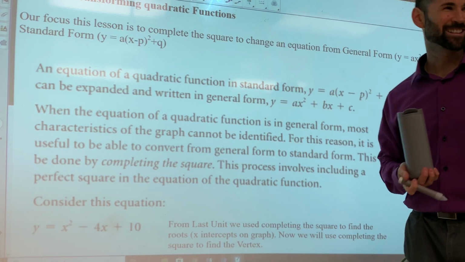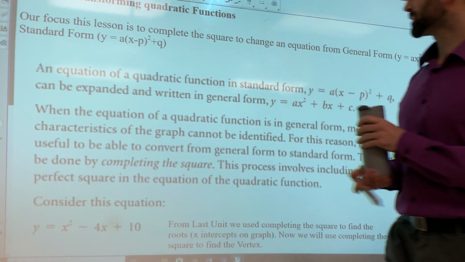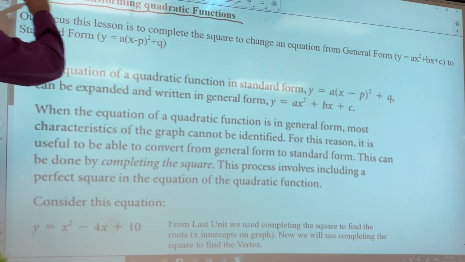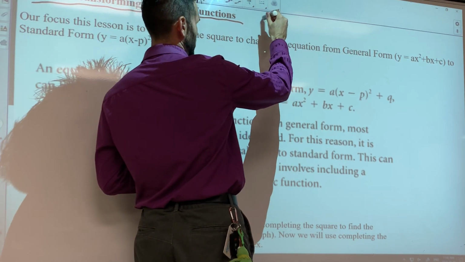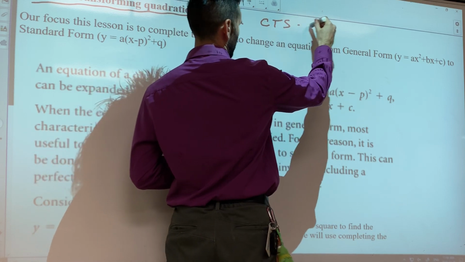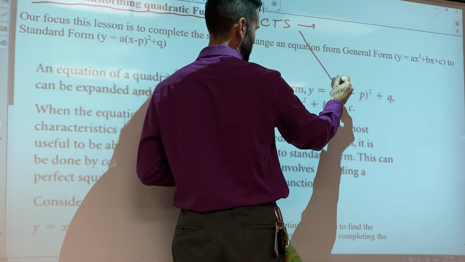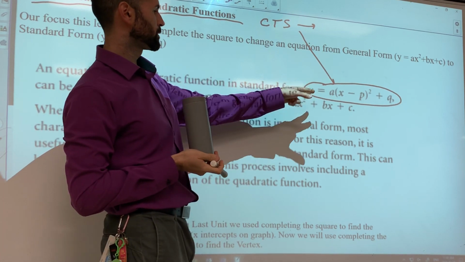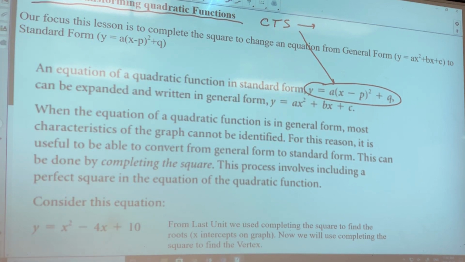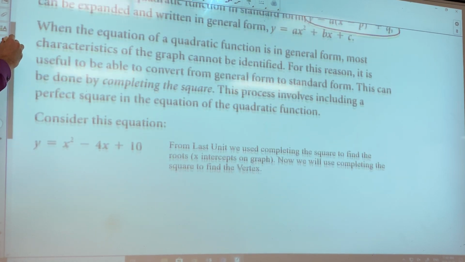Okay, so we're doing lesson 4. We're going to do some more transformations. Specifically, we're going to be completing the square to get into standard format, which is this one here. And then we'll also practice going from standard form into general form, which is easy enough. So that's just a reminder of the two formats we've looked at.